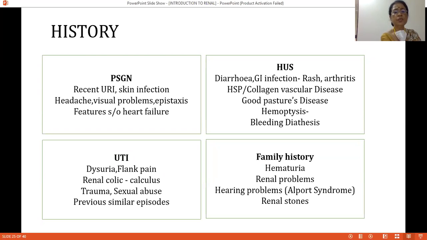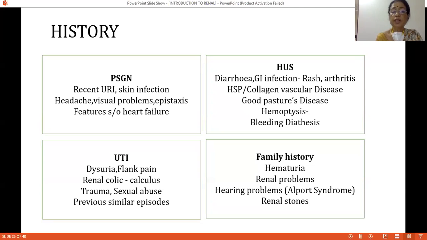Then history. In post-streptococcal glomerulonephritis, there is recent upper respiratory tract infection or skin infection. There may be headache, visual disturbance, epistaxis, features of heart failure. So this we will discuss in the next class. Then if it is UTI, then dysuria, flank pain, renal colic, calculus, trauma, then sexual abuse, then previous similar episode.